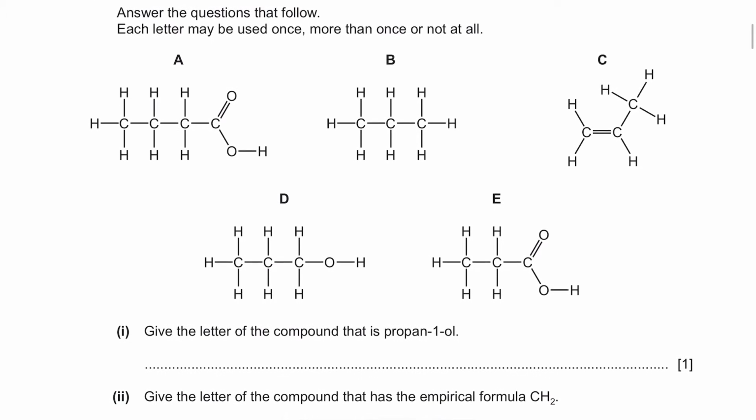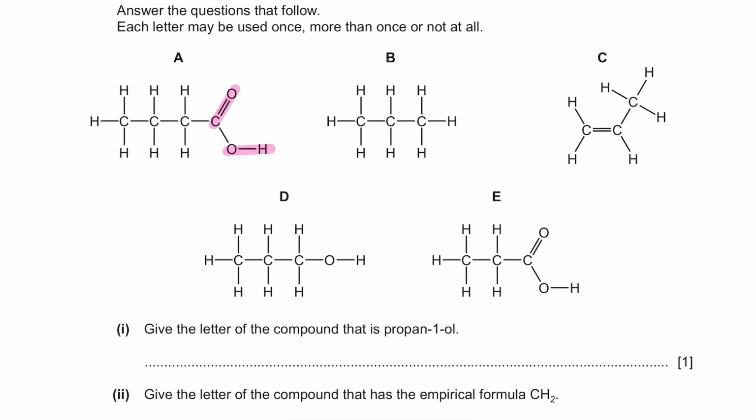Compound A contains COOH, which means that it is the carboxylic acid. Compound B contains no other functional groups except C single bond C, so it's an alkane. Compound C has C double bond C, meaning that it's an alkene. Compound D has an OH group over here, which shows that it's an alcohol. Then compound E has a COOH group again, so this is a carboxylic acid.